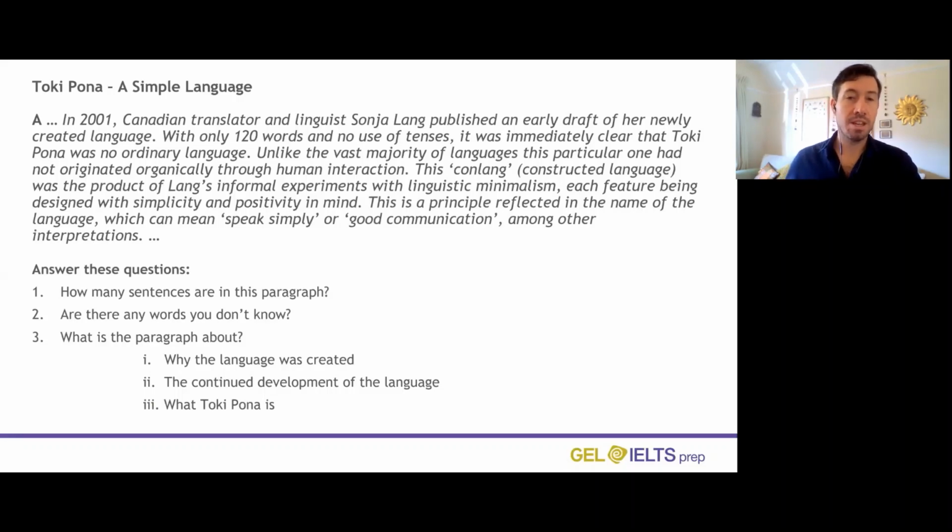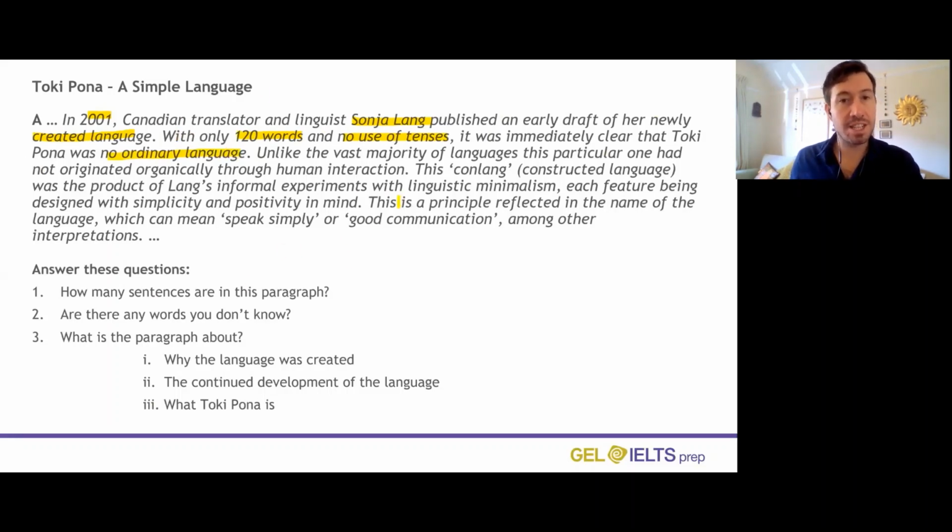Okay, let's look together. Well, in these first two sentences, it says when it was created. So it talks about who made it, Sonia Lang. She created the language. And then it tells us a bit about it. It says it has 120 words and no use of tenses, and that it's no ordinary language. So that's in the first two sentences, we can get that.